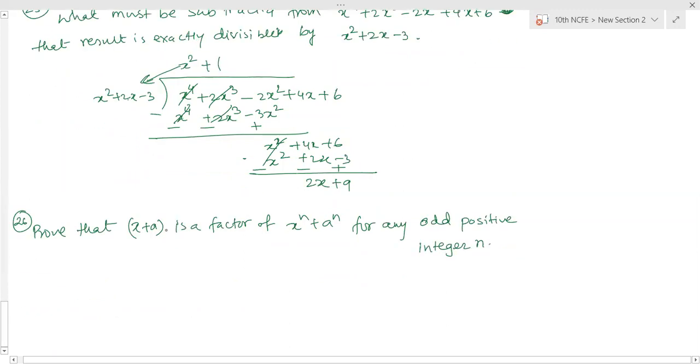Prove that x plus a is a factor of x to the power n plus a to the power n for any odd positive integer n. So n is an odd digit.